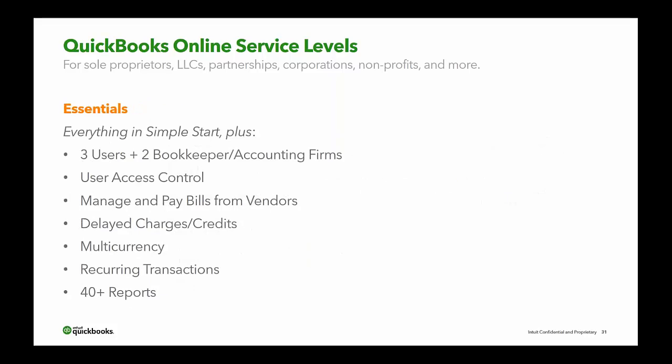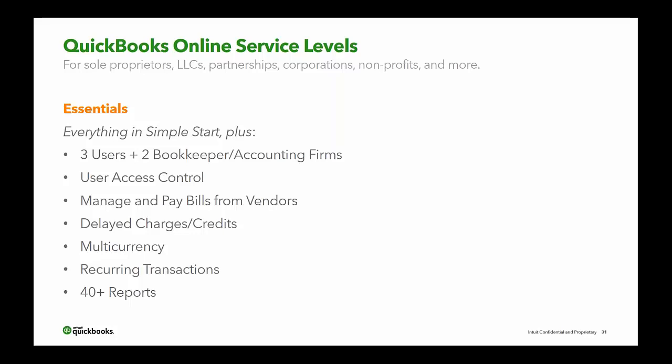The second version has everything that Simple Start has, except this one is called Essentials. It has everything Simple Start has, plus instead of having just one user, you have 3 users that are available to access QuickBooks Online, plus 2 bookkeeper or accounting firms. Remember, you guys are the accounting firms. So the 3 users would be for the actual small business, right? So, you know, for the client themselves. So they can have 3 users.